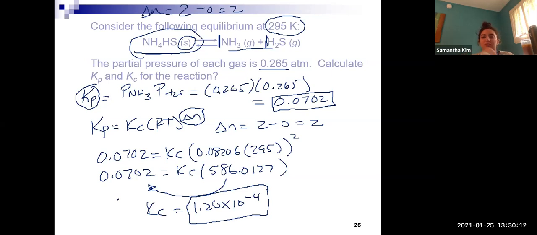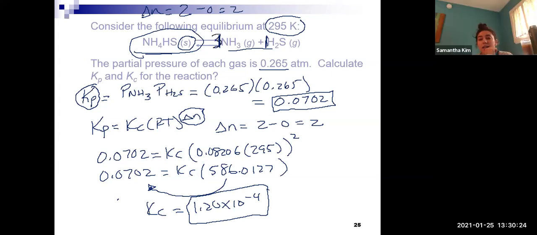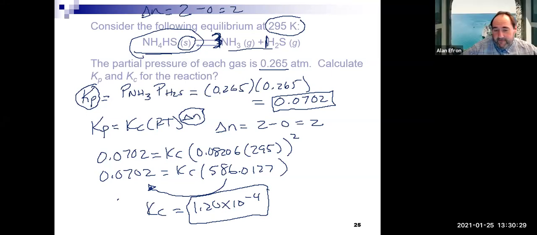If there were any coefficients in front of that, would that also cause the equation for delta N to be different? So Samantha, you're asking if this was like a 3 or something? Yeah. If we say, for example, that was a 3, then on the product side it would be 3 and 1, which would be 4 minus 0. It would end up being 4 in that made-up example. Okay, cool. Thank you. You're welcome.